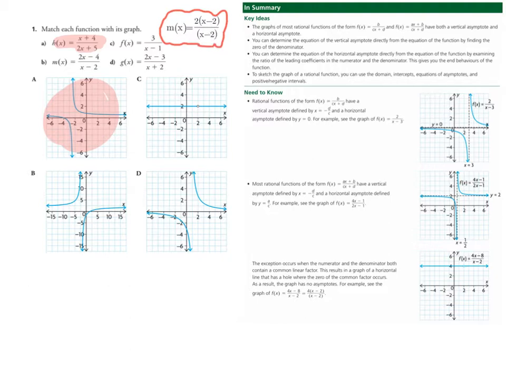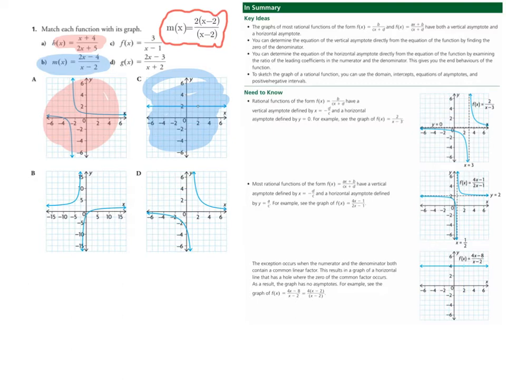That's undefined. But everywhere else, let's say you put in a 4, you're just going to get 2 over 2, they cancel. If you put in a 6, you're going to get 4 over 4. They cancel. So it's always just going to be m of x equals 2 everywhere with a hole at x equals 2. Yeah, definitely C. So this one right here is definitely this one right here.